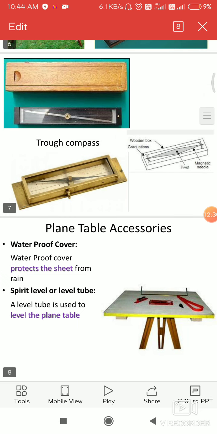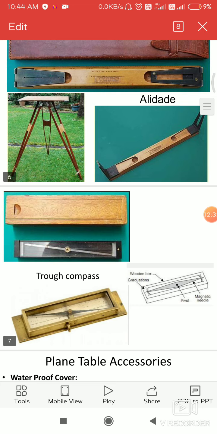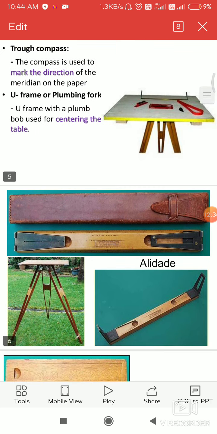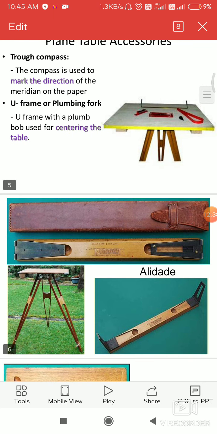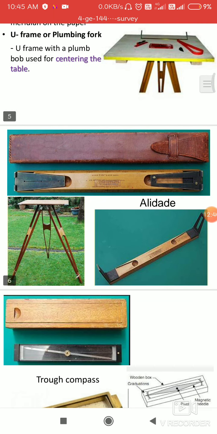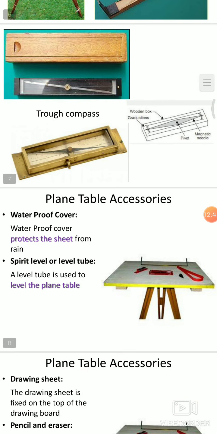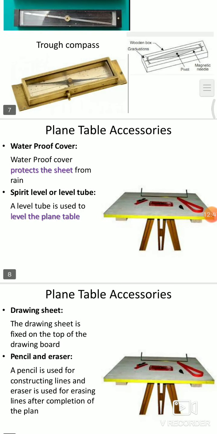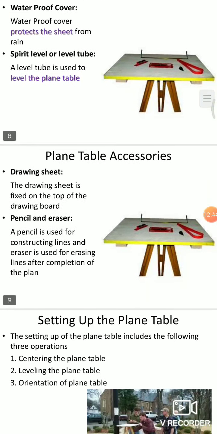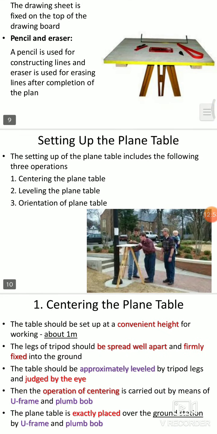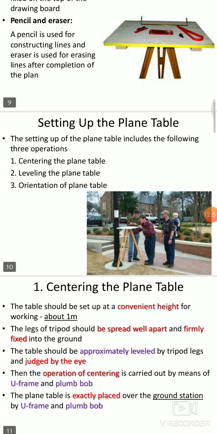I will revise the accessories. The first one is the drawing board. The second one is the alidade. The third one is a trough compass. The fourth one is a waterproof cover, and the last one is the spirit level or level tube. So these are the accessories which are used in the plane table survey.